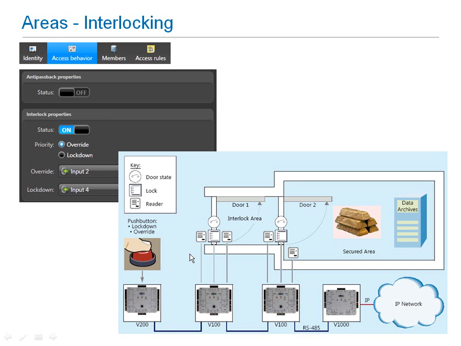Looking at the hardware diagram, we can see how all this is connected using a V1000 and some V100s, and we've got a V200 for the inputs here as well. Just remember that for control purposes, all the controllers must be connected to one V1000.